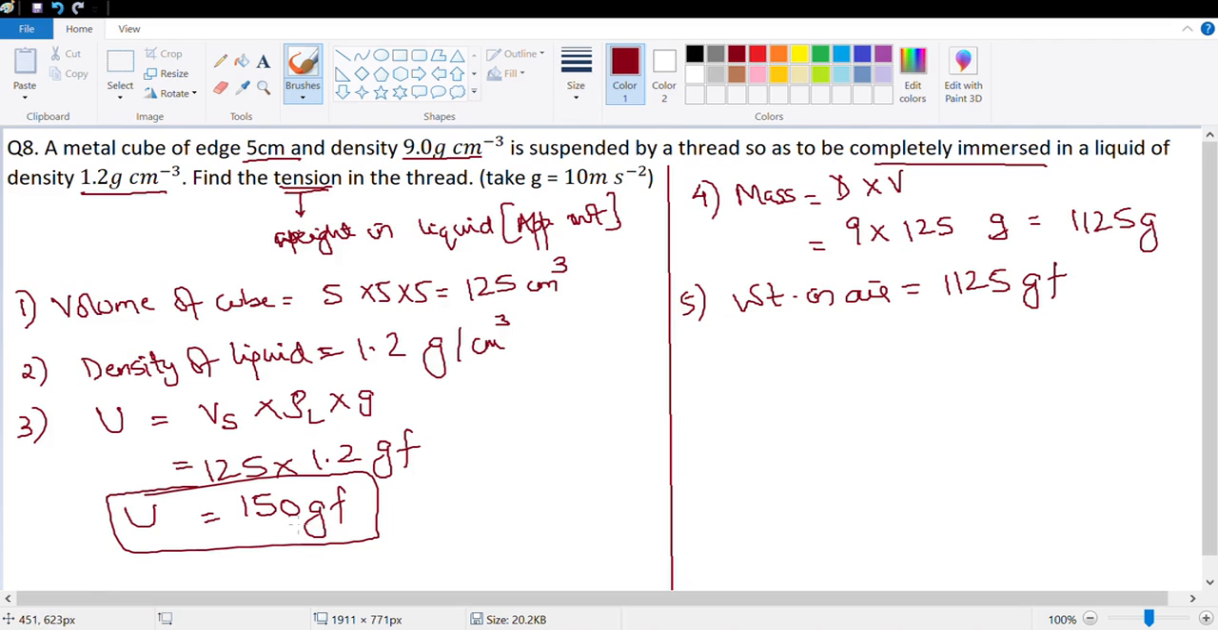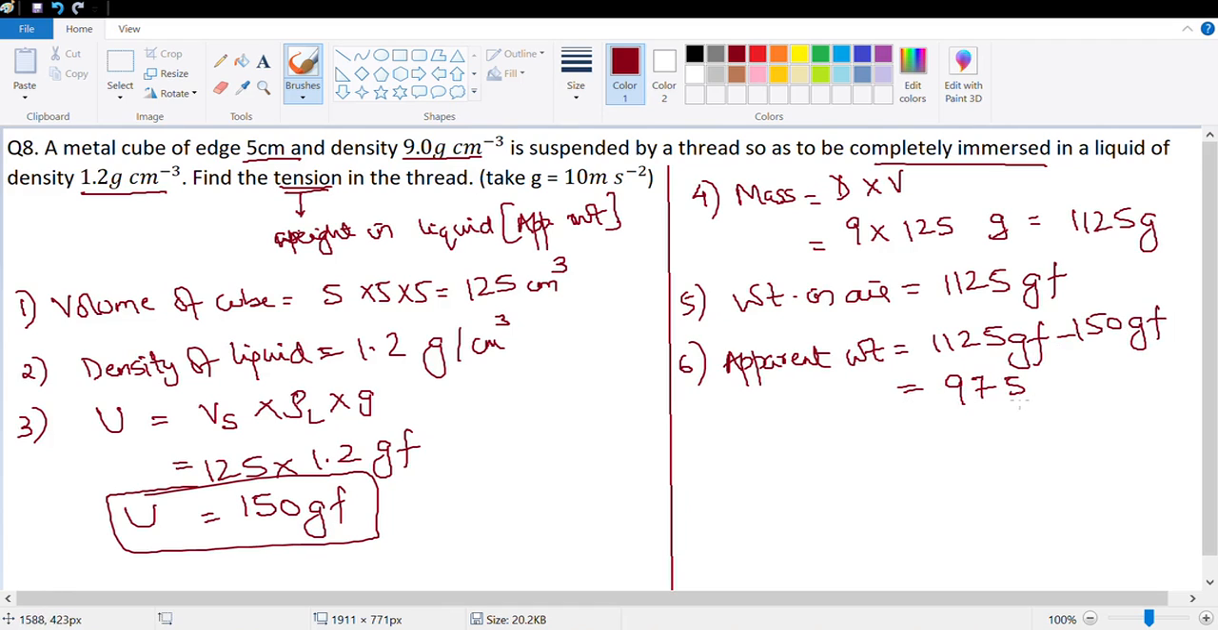The upthrust is 150, which means apparent weight would be equal to weight in air, which is 1125 gram force, minus upthrust, which is 150 gram force, which is equal to 975 gram force. Let's check. Find tension in thread.